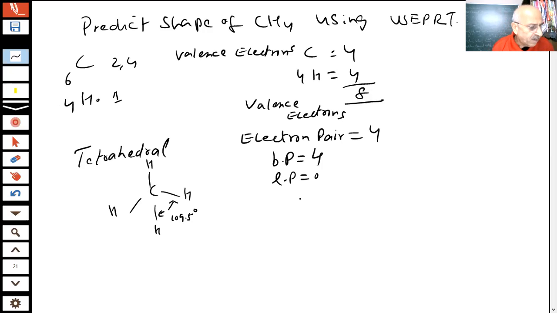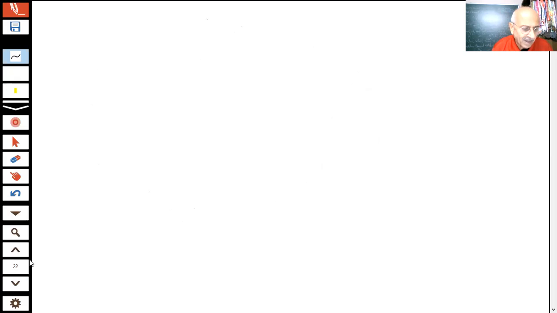See how we build the story, students. And slowly we can start writing the geometry or shapes of the molecules using valence shell electron pair repulsion theory. Let us go further, students. You are very intelligent students. You will understand very fast.